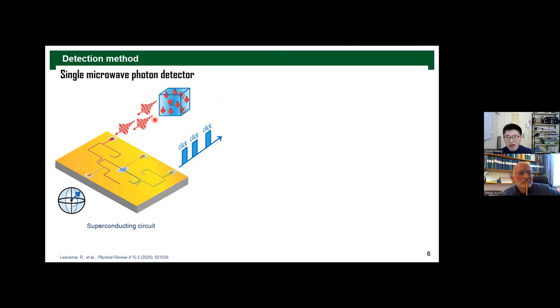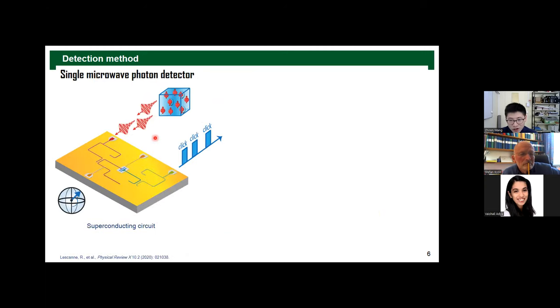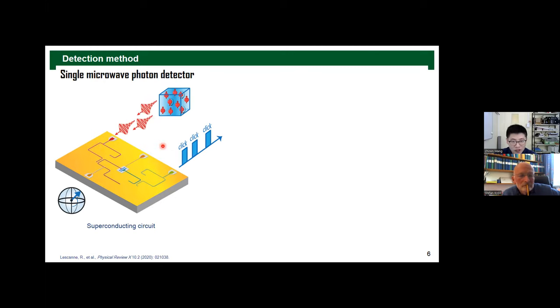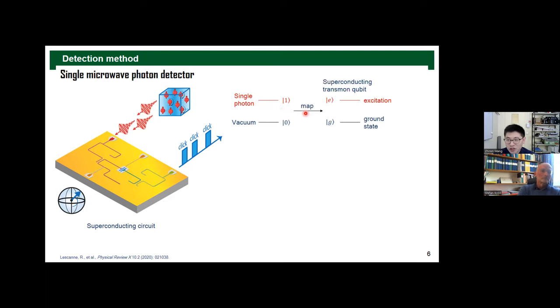So how does it work? It's based on superconducting circuits. Today, I don't have time to explain the details of each component, but I can give you a flavor of it. The incident photons just come into the chip and the chip will send out a stream of clicks, or just ones and zeros. And the principle is based on this. We convert an incoming single photon into an excitation of a transmon qubit on the chip. And so in the readout of the qubit, if the qubit is in the excited state, we say one photon arrived, there's a click. And in the other case, no click.